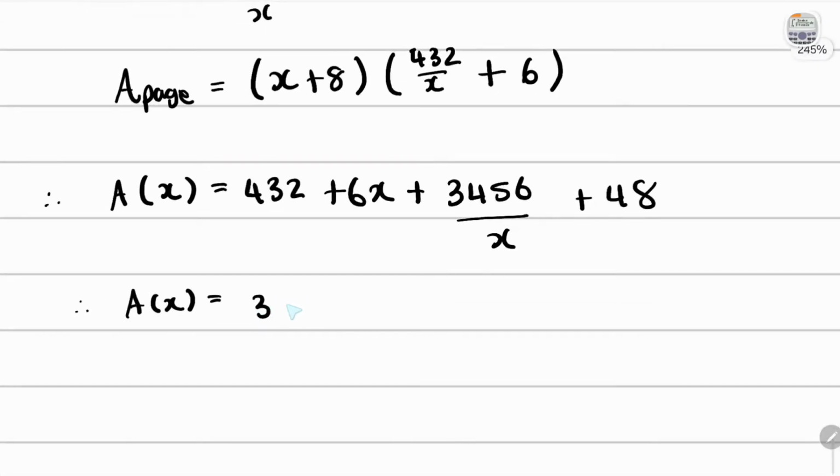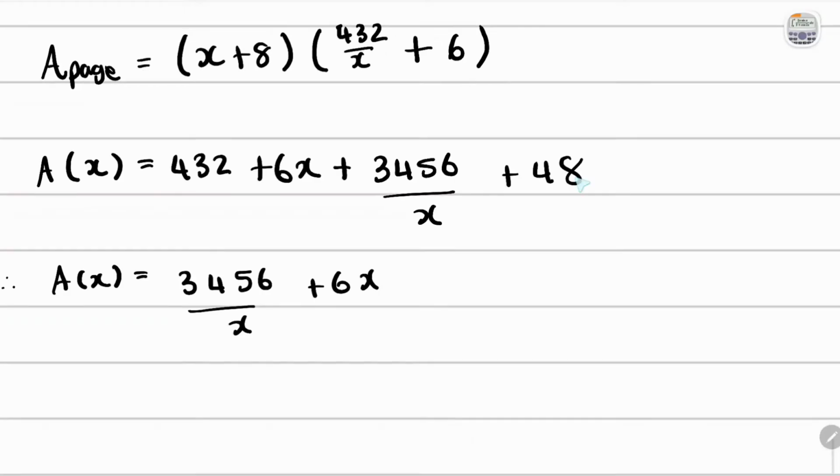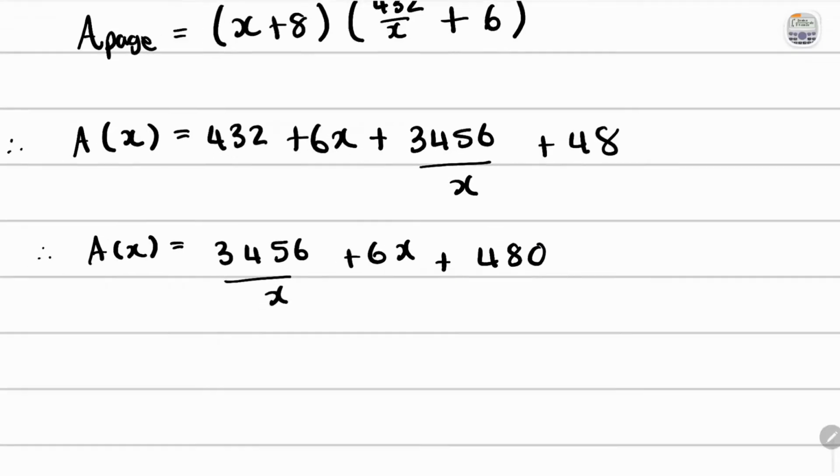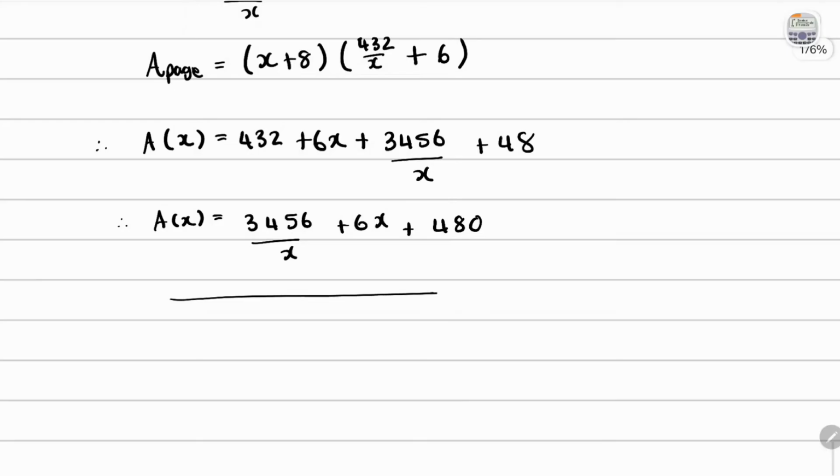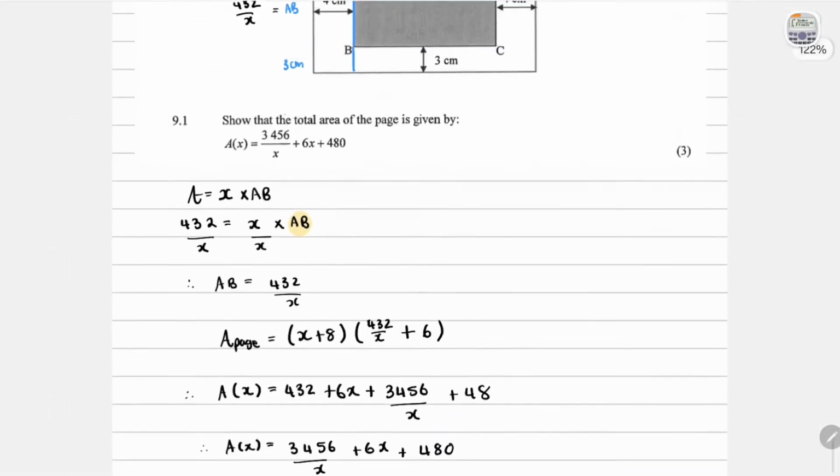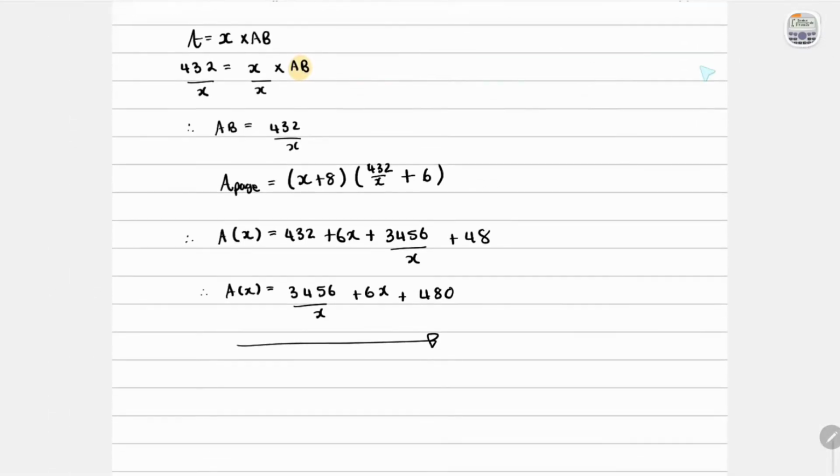So that is 3,456 over x plus 6x. And then these add together. So that's going to be 480, plus 480. And that is our answer. That is the area of the entire page in terms of x.